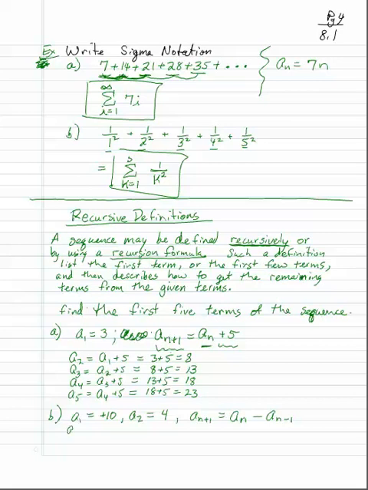So a sub 3 is going to be a sub 2 minus a sub 1, which is, now be careful, 4 minus 10, which is negative 6. And a sub 4 is a sub 3 minus a sub 2. A sub 3 is negative 6 minus a sub 2, which is 4. So I guess that's negative 10. And a sub 5 would be a sub 4 minus a sub 3. A sub 4 is negative 10 minus a negative 6. So that'd be negative 10 plus 6, which is negative 4.